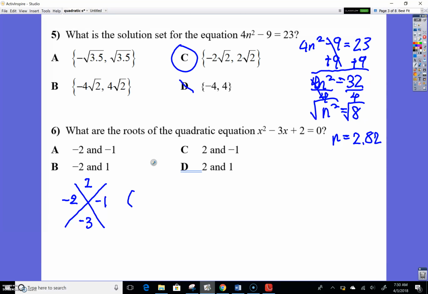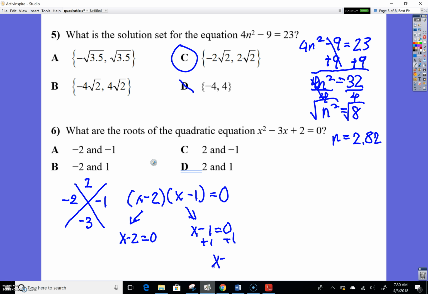And negative 2 plus negative 1 is negative 3. So that works. So x minus 2, x minus 1 is equal to 0. So I can go x minus 2 is equal to 0, x minus 1 is equal to 0. Add 1, x is equal to 1. Add 2, x is equal to 2. So our answer is 2 and 1.